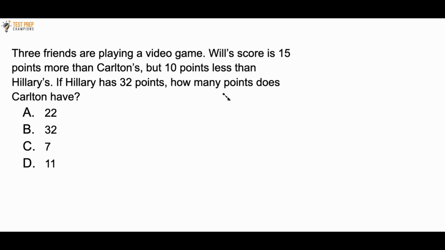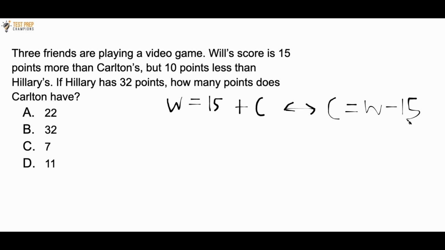So we know from the first bit of information here that Will's score is 15 points more than Carlton's. So we could say that W equals 15 plus C. Now we could also say that C equals W minus 15, right? So if Will scores 15 points more than Carlton's, we could also say that Carlton's score is equal to Will's minus 15. Okay, so here's what we get from the first piece of information here.